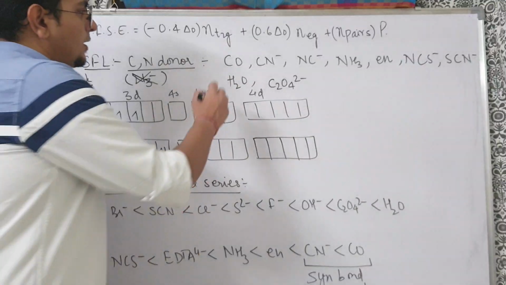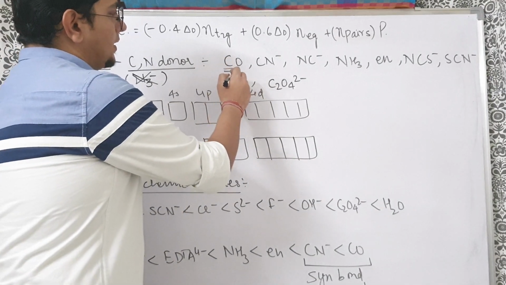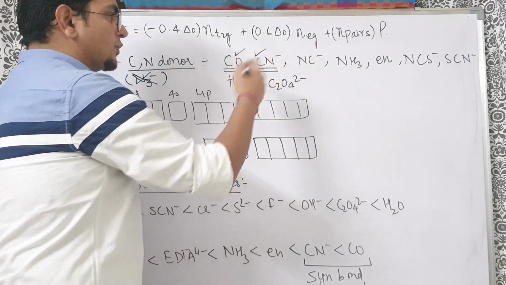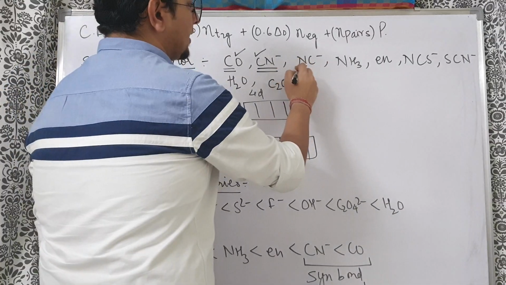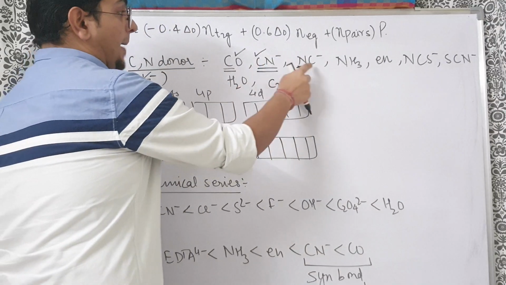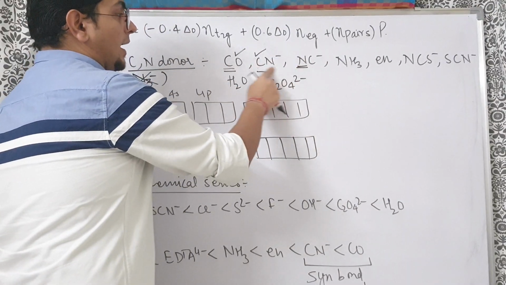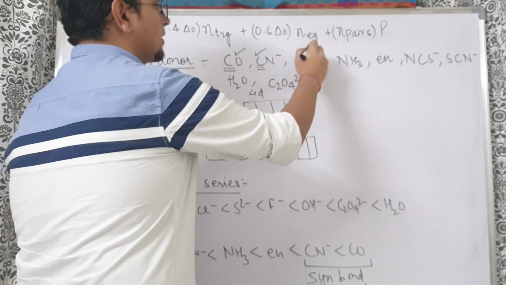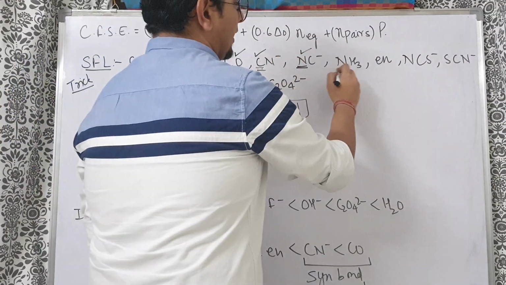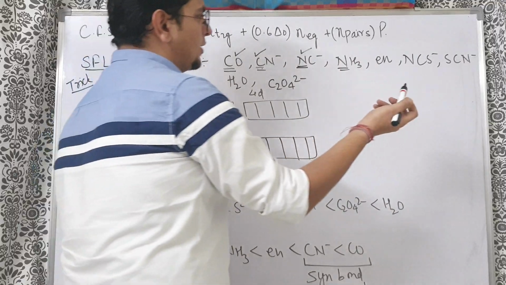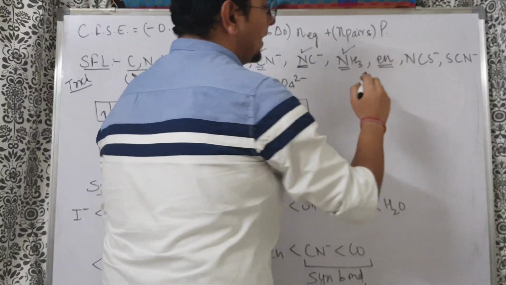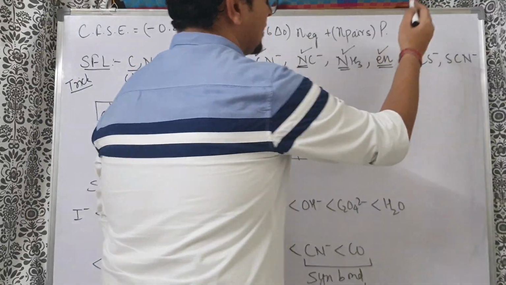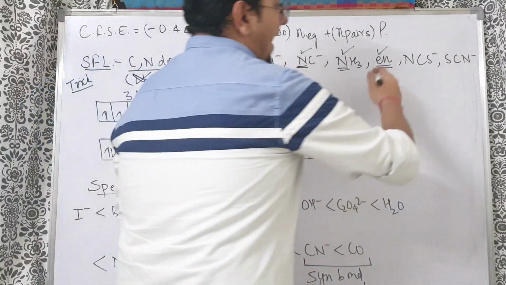Let us see. In CO, carbon is the donor, so it's a strong field ligand. In CN-, carbon is the donor, it's a strong field ligand. In NC-, the nitrogen atom is the donor. Remember, in ambidentate ligands, the first letter is the donor atom. So carbon is a donor, strong field; nitrogen is a donor, strong field. In NH3, amine, only nitrogen is the donor, strong field. Ethylenediamine, amine again, so nitrogen is the donor atom, strong field ligand.